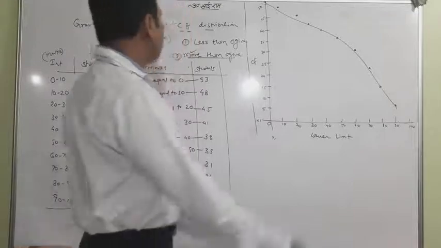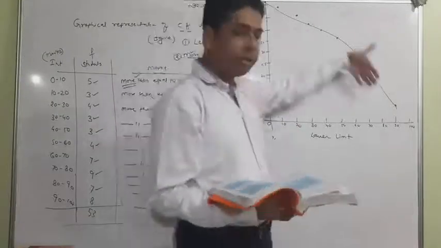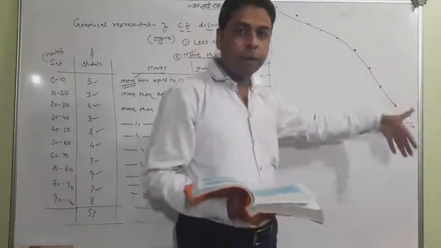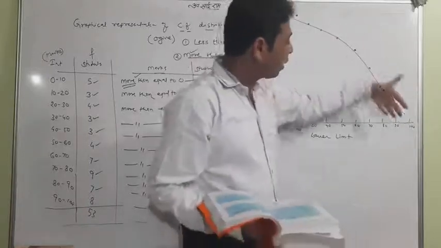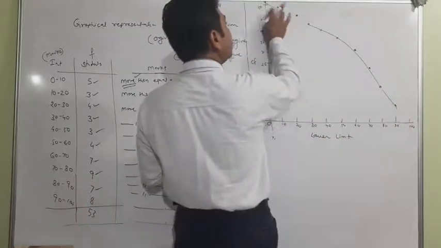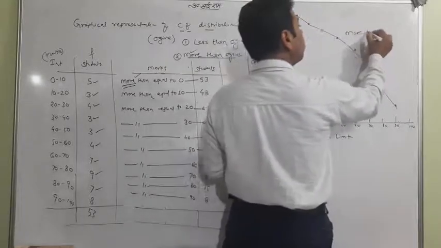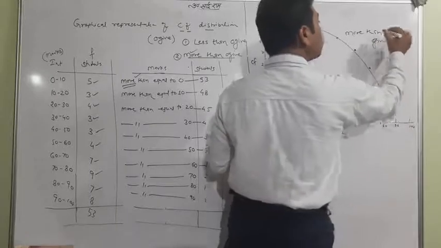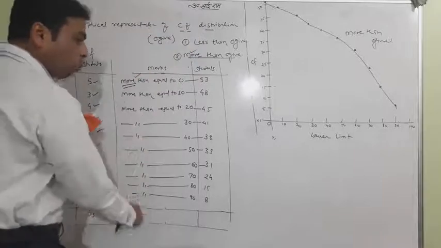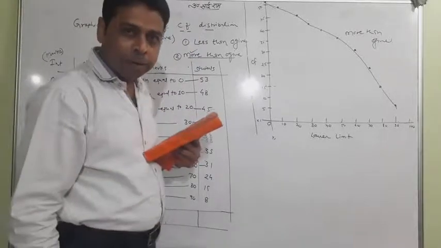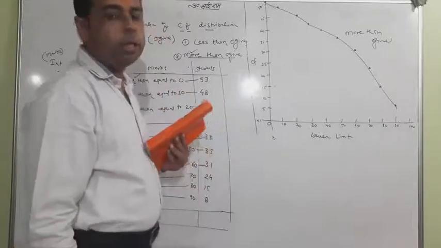And always the more than type ogive will be a falling type, like from left to right it will go downside. It's a falling, it's a free picture, a frame picture, try to understand. And this is called the more than ogive. So always the more than ogive will be formed by the more than type frequency distribution table. If you know how to find the frequency distribution table, I think it is so easy to make this.